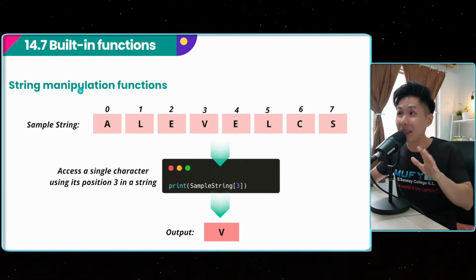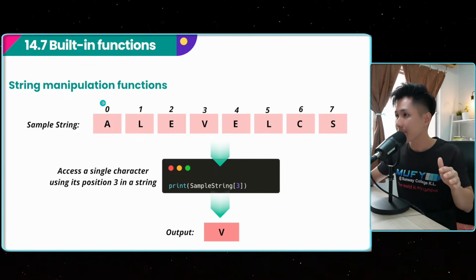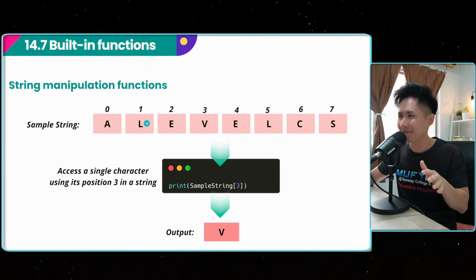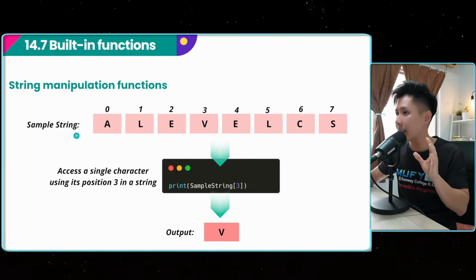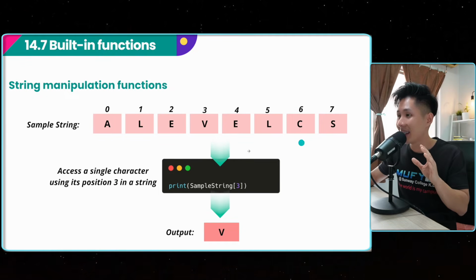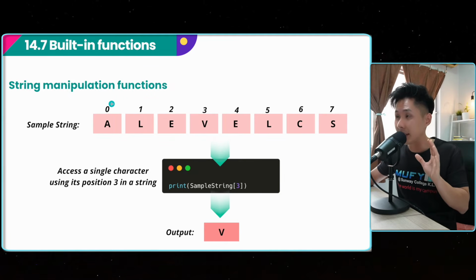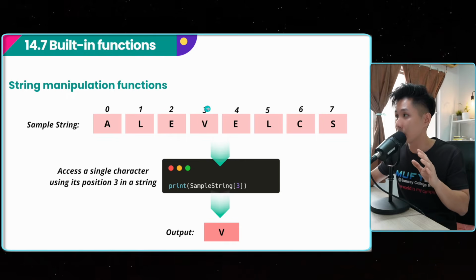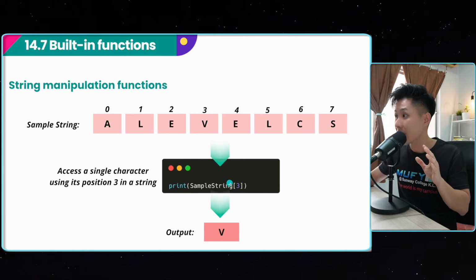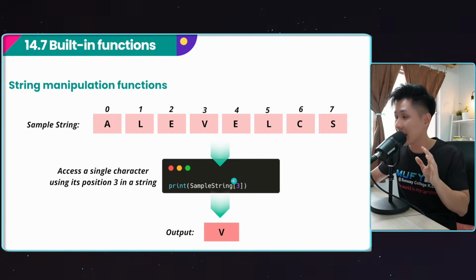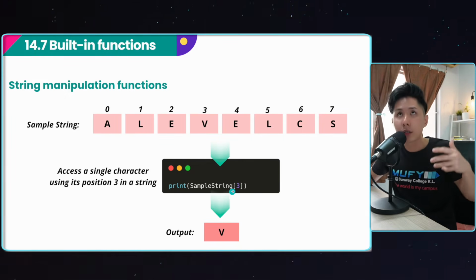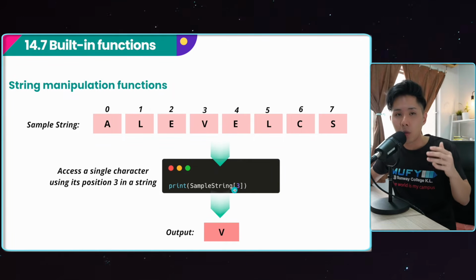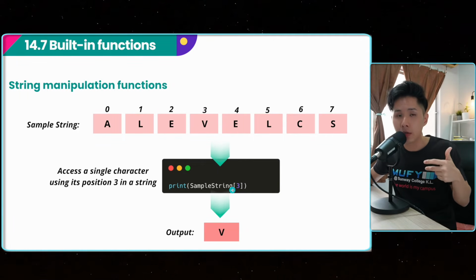So let's look into some of the string manipulation functions, meaning functions that manipulate strings. Let's say I have this sample string called A level CS. If you want to access a single character in position 3, note that index starts from 0 in Python. That's another thing you need to take note of. If I want position 3, I should be getting V here. All you need to do is to use the sample string identifier, square brackets, and put in the index. Very similar to how we access an item in an array, which we talked about in chapter 13.